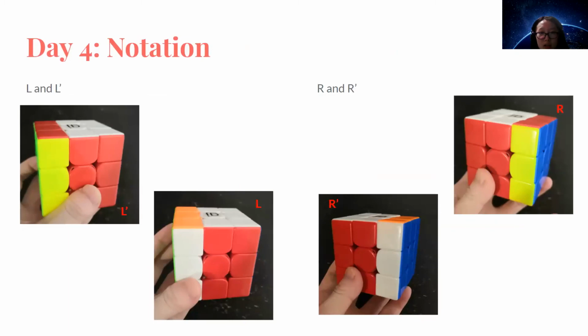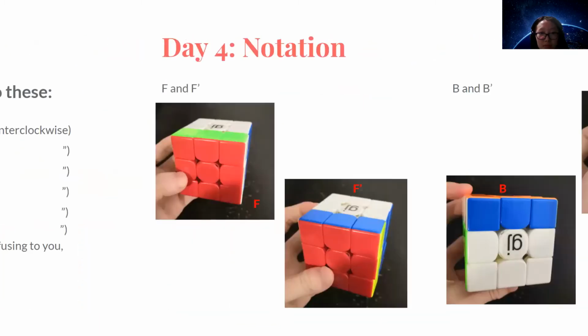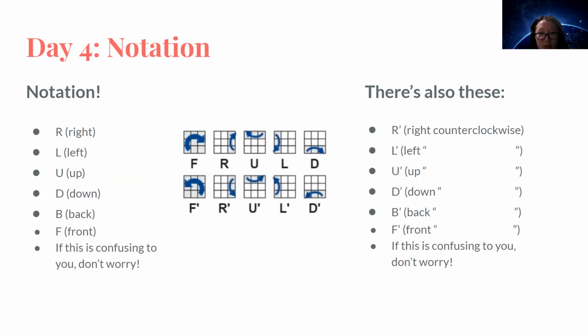So yeah, that is about it for today. Basically, we need to learn notation before we move on to last layer, because I feel like last layer is kind of hard to learn without knowing notation, since you need to know very easy, little steps to get to the end result, which is obviously a solved state cube.